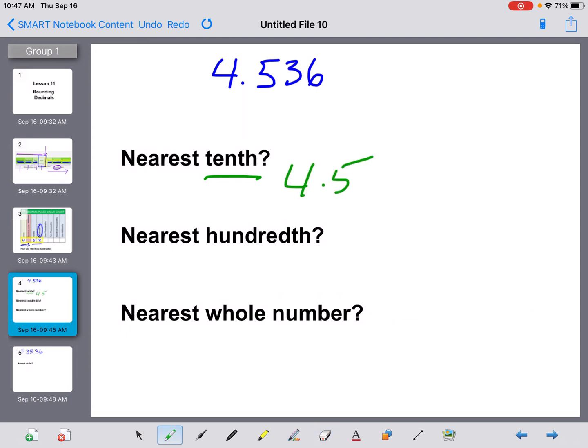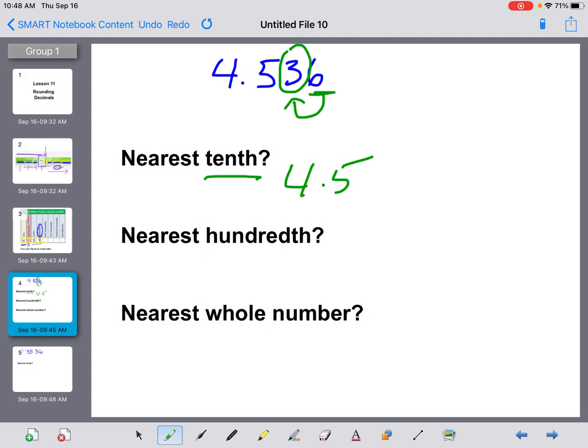So the nearest tenth was 4.5. Now to round to the nearest hundredth, we have to go to the hundredths place. So that's right beside the tenths place. So that's our target number. We underline our helper number beside it. Our helper number helps us decide what we are going to do with that target number. 5 or more, raise the score. 4 or less, let it rest.